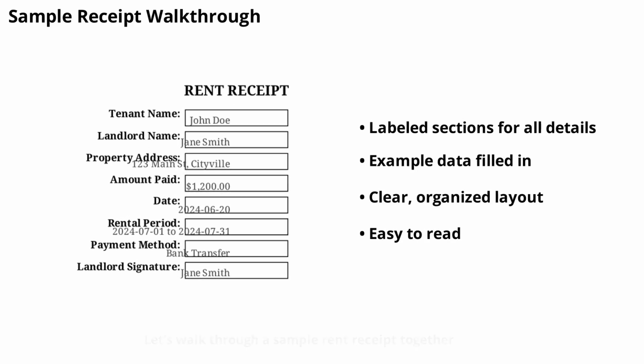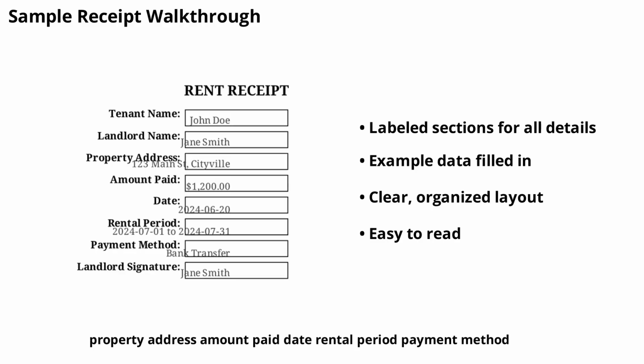Let's walk through a sample rent receipt together. Imagine a receipt with the tenant's name, landlord's name, property address, amount paid, date, rental period, payment method, and landlord's signature. Each section is clearly labeled and easy to read. This example shows how a well-prepared receipt looks and why each detail matters.